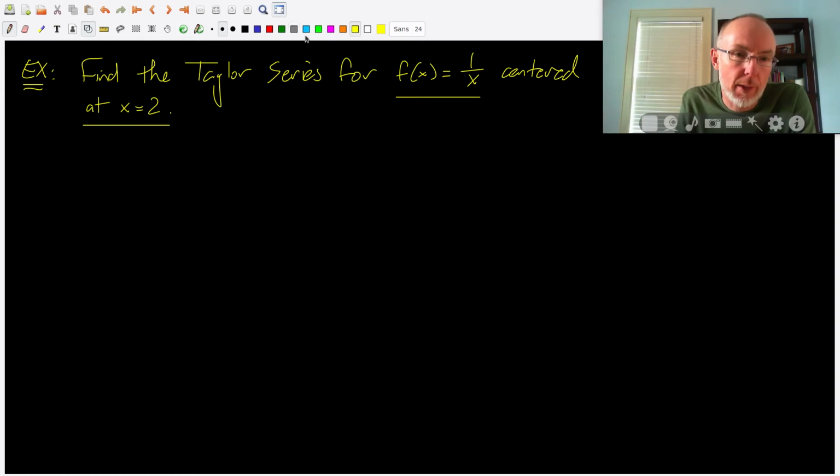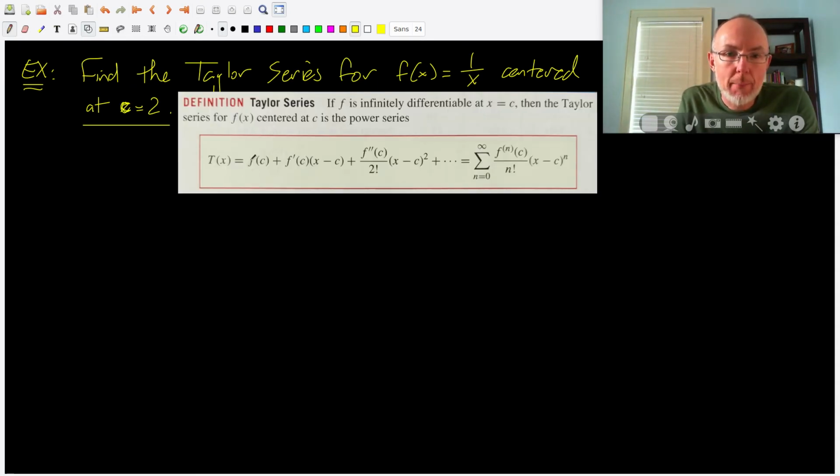So in this case, we'll center it at 2. And I'll follow the book, and I'll call that c. So our c value here is 2. And as you'll recall, what that means is finding the value of the function and all of that function's derivatives at x equals c, in this case, 2.